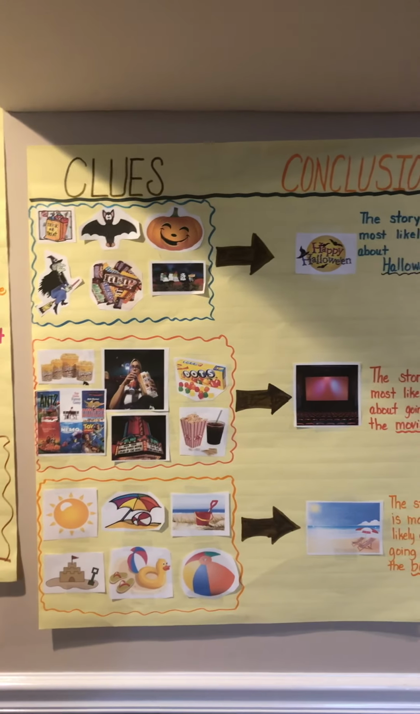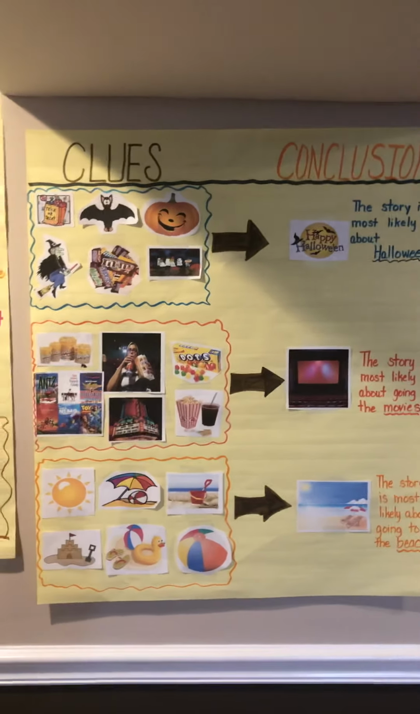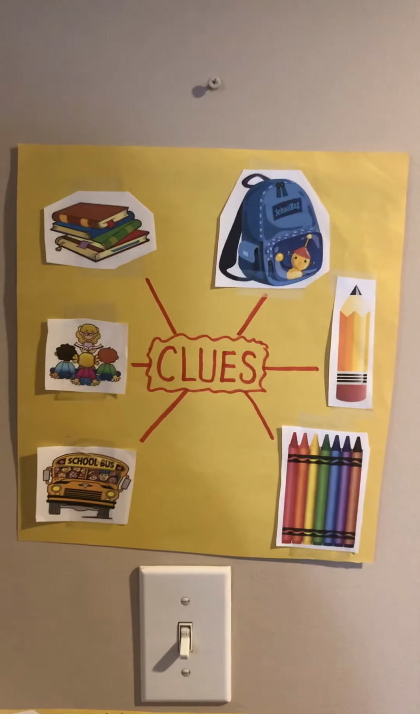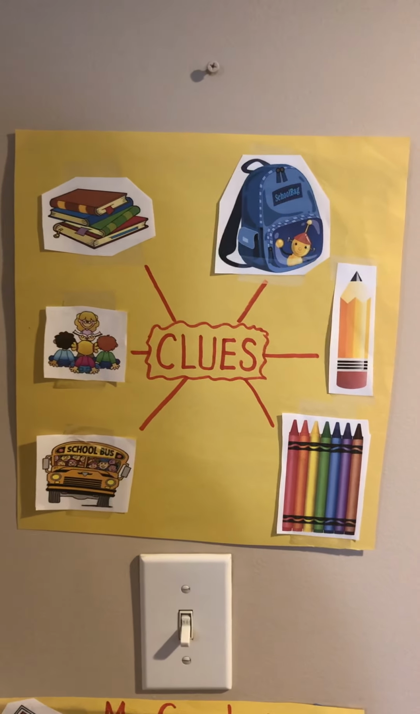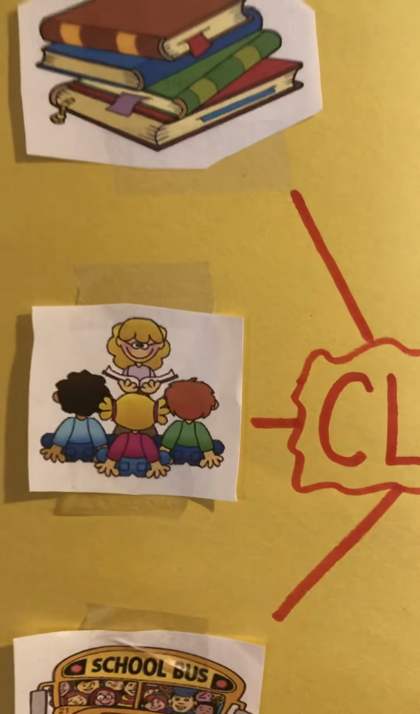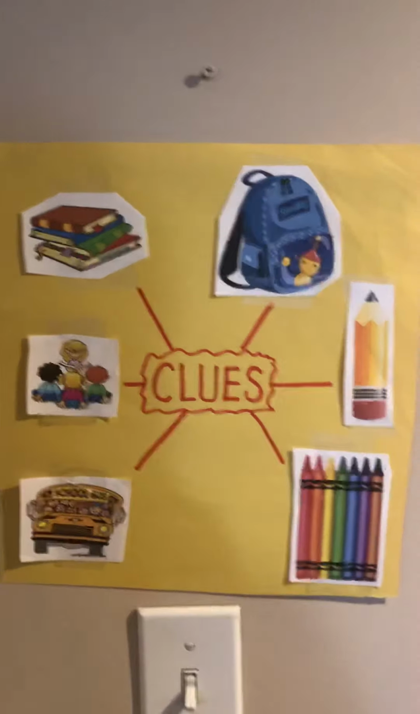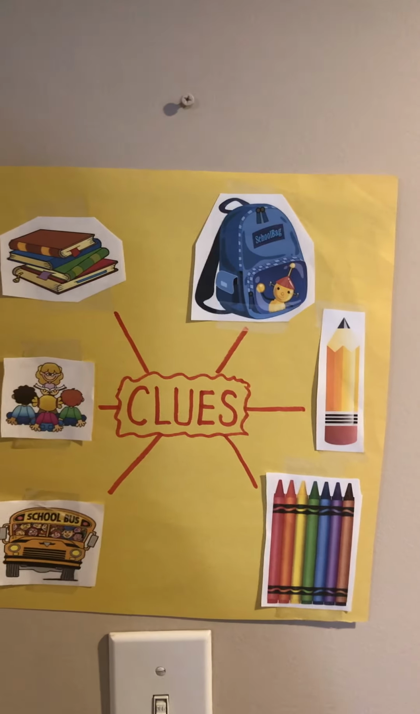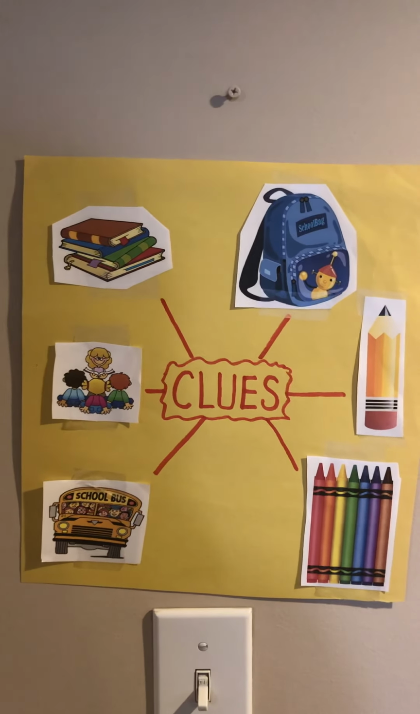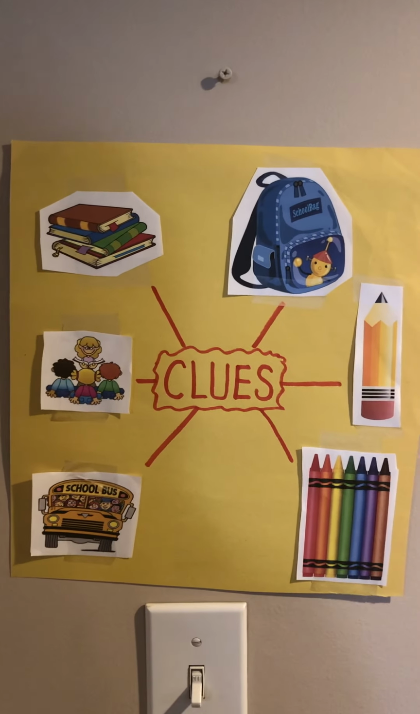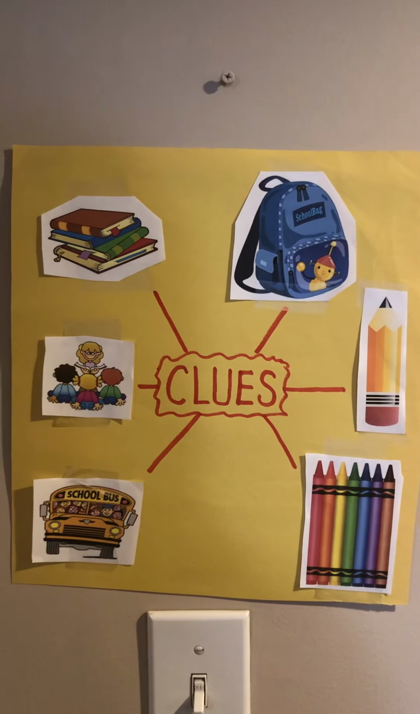You're doing so great with this lesson. All right, I've got one more for you. Are you ready? I'm just going to show you the clues. We're going to move over here. And right here, I've got my clues. Are you checking them out? There's books, a backpack, a pencil, some crayons, a school bus. Oh, and it looks like there's even a lady, and it looks like she's reading a book. So those are my clues. What do you know about those pictures that will help you draw a conclusion about what a story might be about if you saw these things? Think about it. Think, think, think.